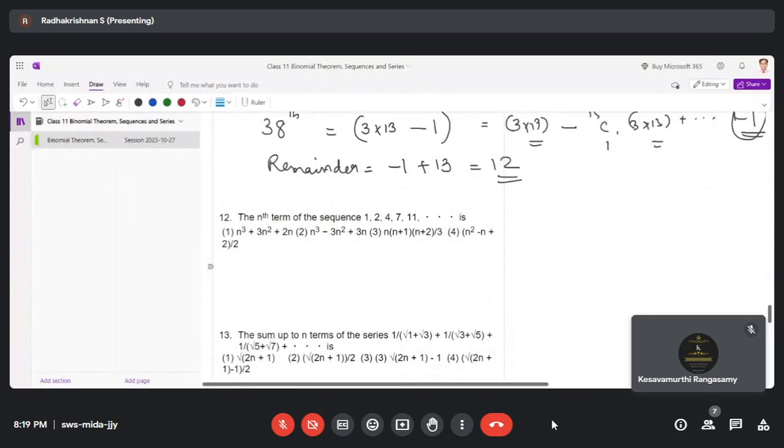Let's see, the nth term of the sequence 1, 2, 4, 7, 11, etc. So what is the nth term of this sequence? Is it an AP or GP or HP, or what type of series is this? Think about it and tell me.